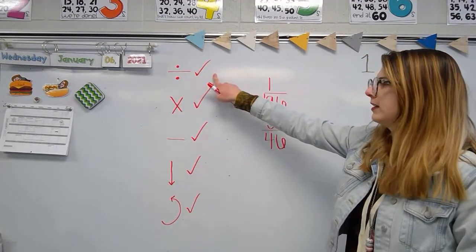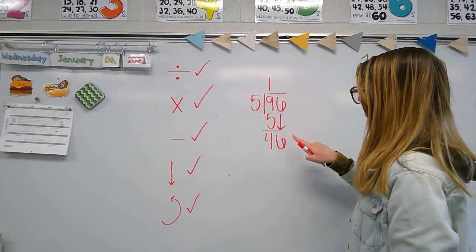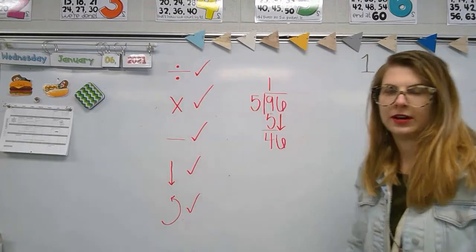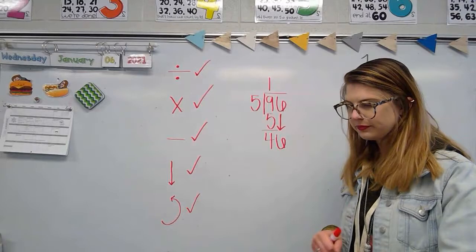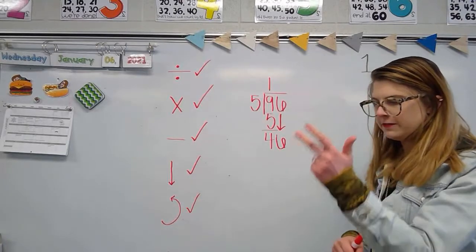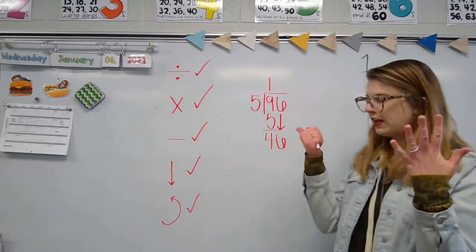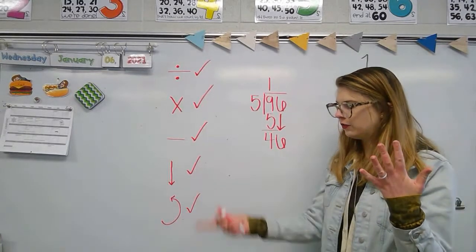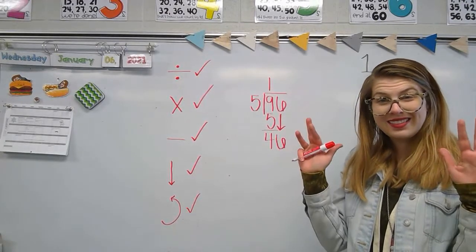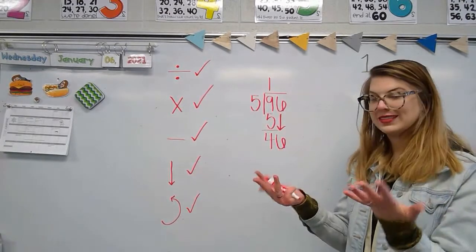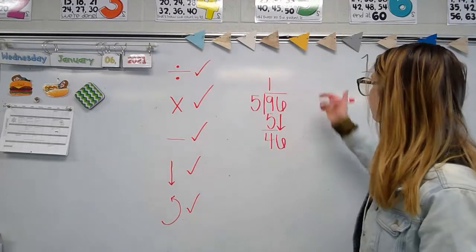Only this time I'm asking myself, how many groups of 5 are in 46? All right, counting off by 5s. Let's see how close I can get to 46 without going over. 5, 10, 15, 20, 25, 30, 35, 40, 45. That's as close as I can get without going over. So that's 9 groups.